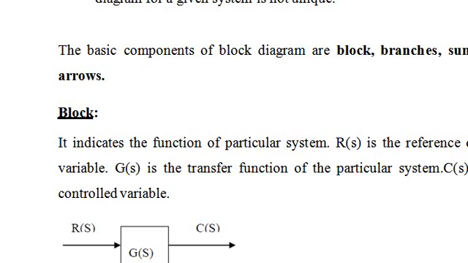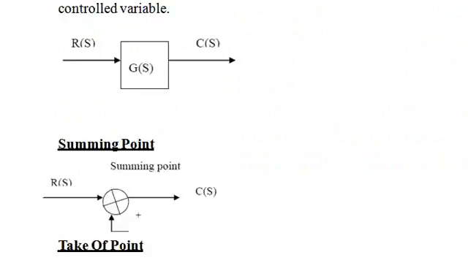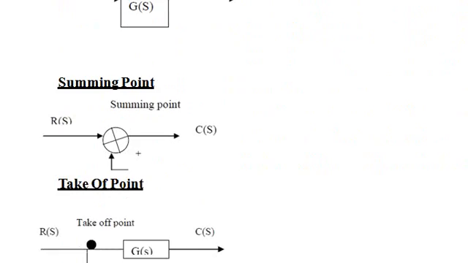If you observe this diagram, we are showing an input signal R(s) with the transfer function G(s). Finally, we get the output, which is represented by C(s). Another component is the summing point, which has a symbol like this. Here R(s) and two more signals are added by using this summing point to produce some output.